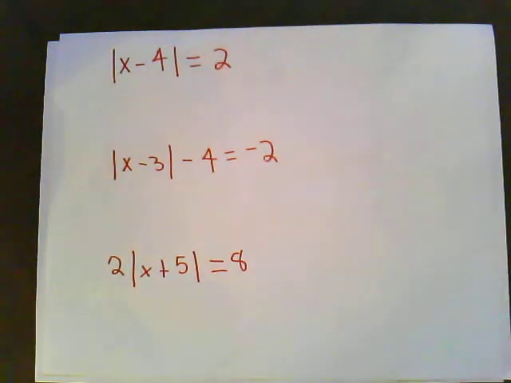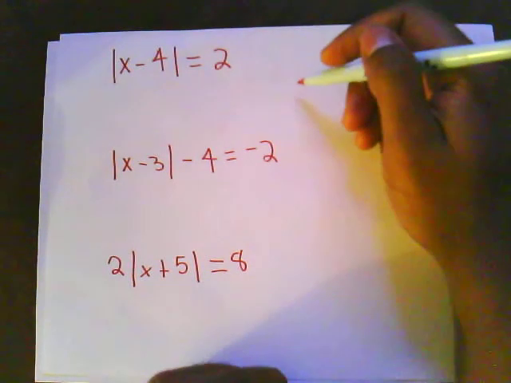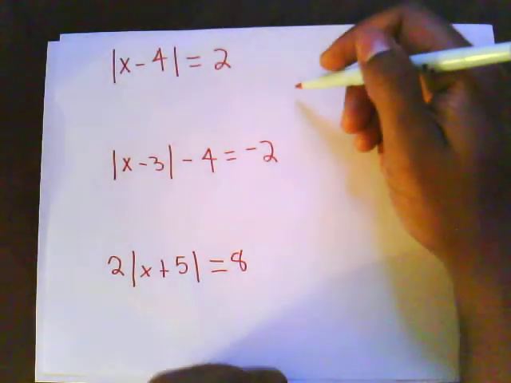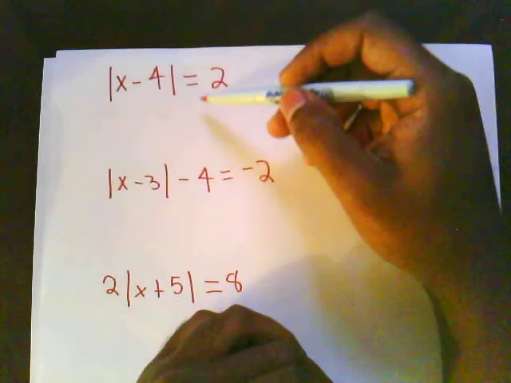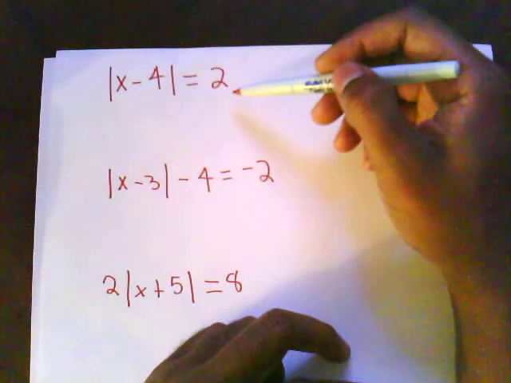Okay, today is November 1st, and what we're talking about is absolute value equations. So let's look at the first one here. The absolute value of x minus 4 equals 2.